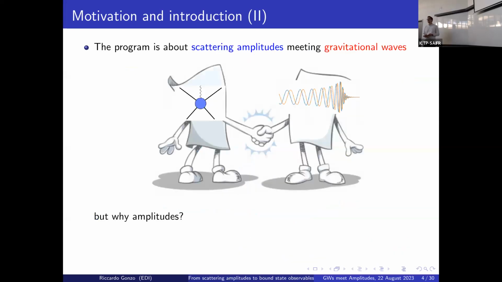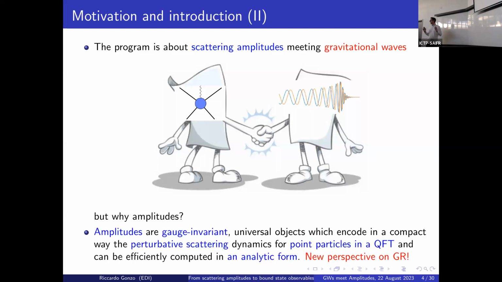Okay, so since the program is about scattering amplitudes meeting gravitational waves, I was just making a small cartoon. Here you see a 5-point amplitude shaking hands with the waveform templates that Patricia showed us last week. And one of the questions is, you know, we want them to meet, but why amplitudes? So I was just going to provide some introduction to what, roughly speaking, amplitudes are. They are gauge invariant, universal objects, which encode the perturbative scattering between two bodies treated as point particles. And the interesting part is that this can be computed in analytical form.